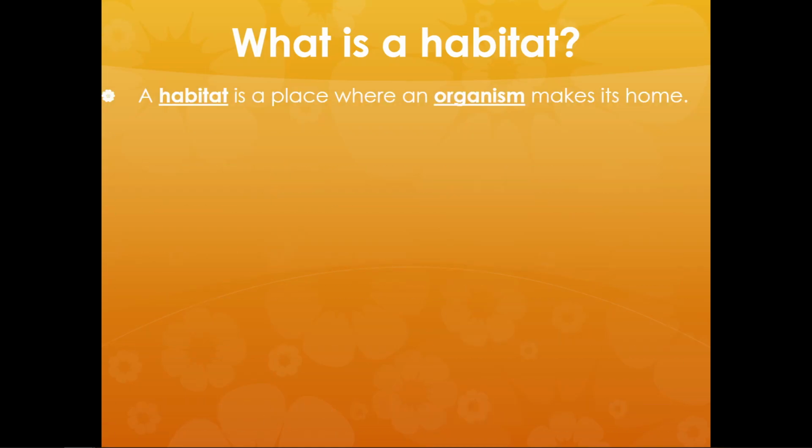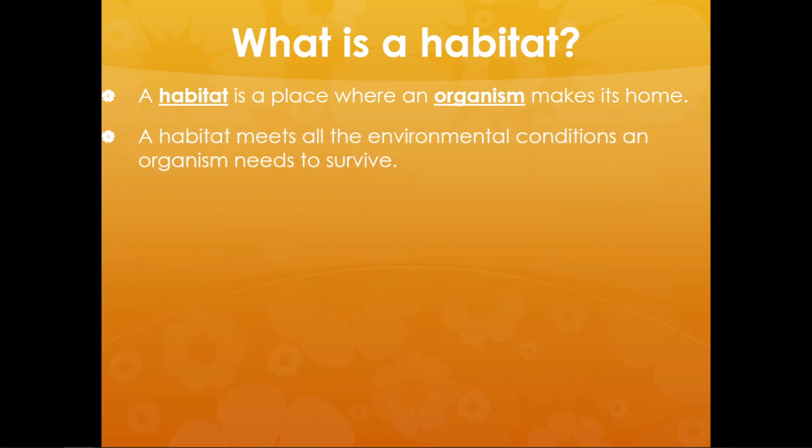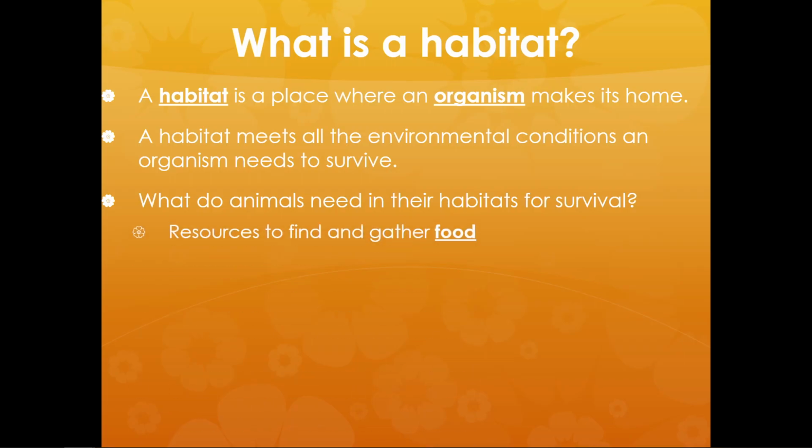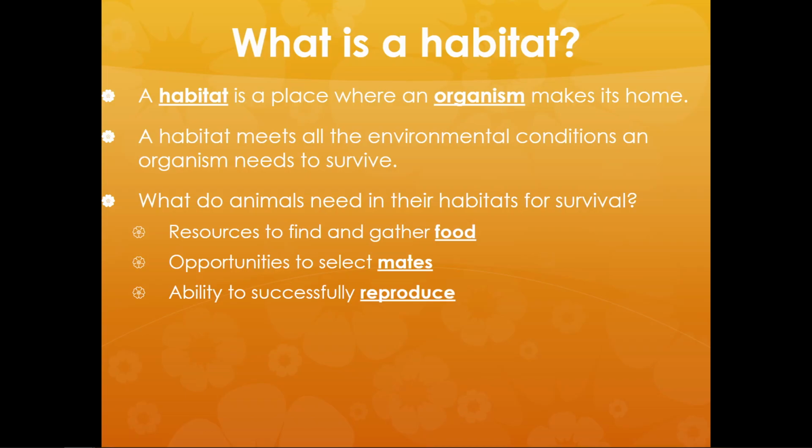So, a habitat is a place where an organism makes its home. All right? The habitat must meet all of the environmental conditions an organism needs to survive. So what do animals need in their habitats to survive? Well, they all need specific things. Number one, they are going to need food. Number two, they're going to need the opportunity to select mates for reproduction. They are actually going to have to be able to successfully reproduce.